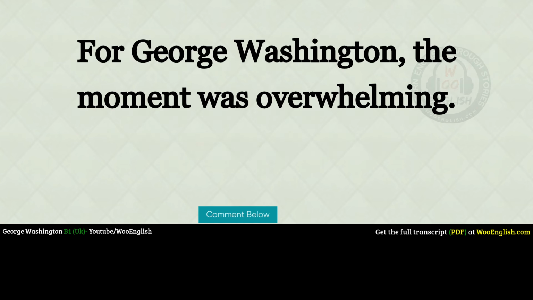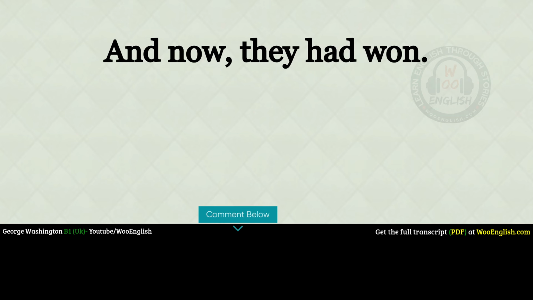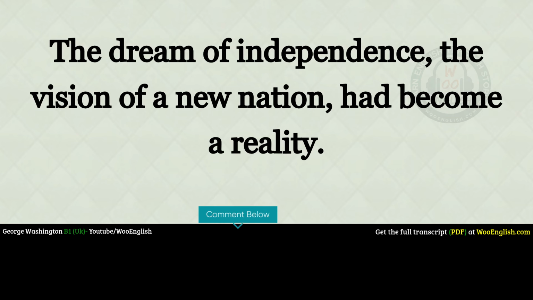For George Washington, the moment was overwhelming. He had led his men through years of struggle, through victories and defeats, through times when hope seemed lost, and now they had won. The dream of independence, the vision of a new nation, had become a reality.